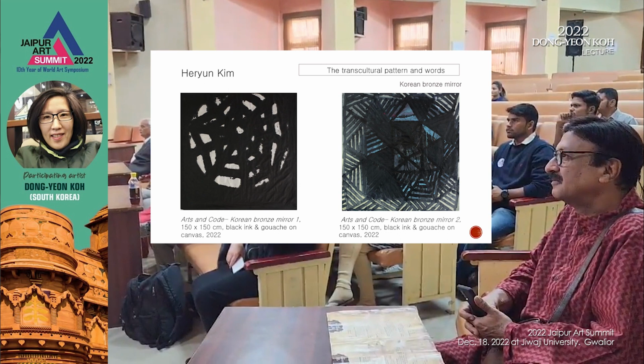But at the same time, it shows human beings, as we imagine, trying to find a way to find meaning or social cause. So the title is Art and Code, the Korean Bronze Mirror. It's from the bronze period, more than 2,000 years ago. And then she tried to find some similarity. There's a kind of formal pursuit, but it always began with rock drawings, anthropologically found. Next page.